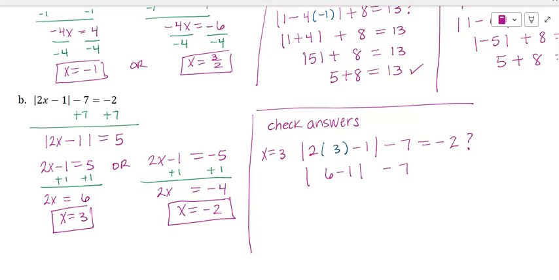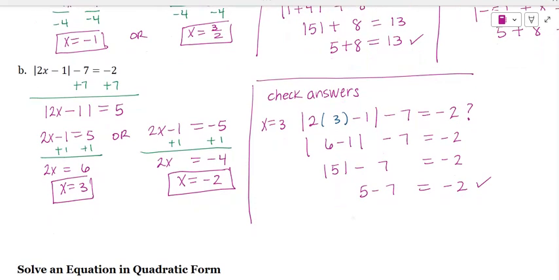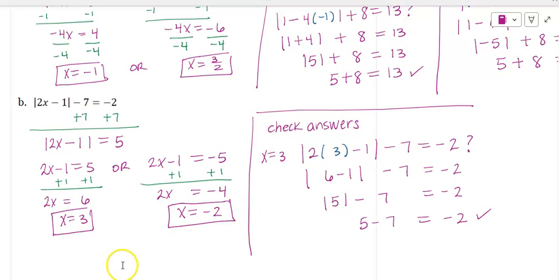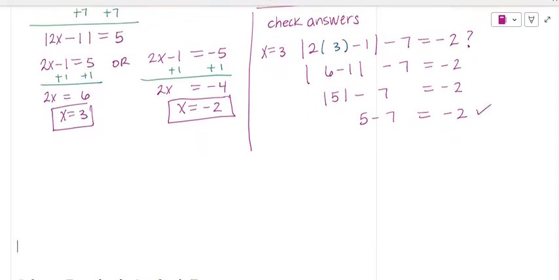All right, back on track. So the absolute value of 5 minus 7, we want to know if that's equal to negative 2. And it is. 5 minus 7 is equal to negative 2. So we know that 3 is an answer. Our second possible answer was negative 2. So let's check that one.